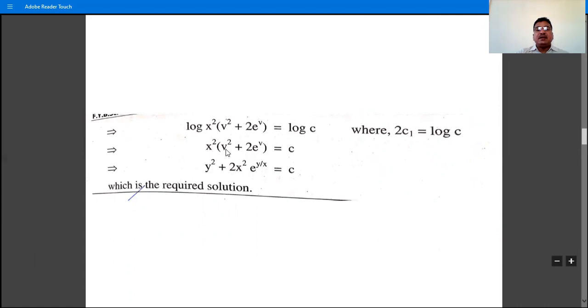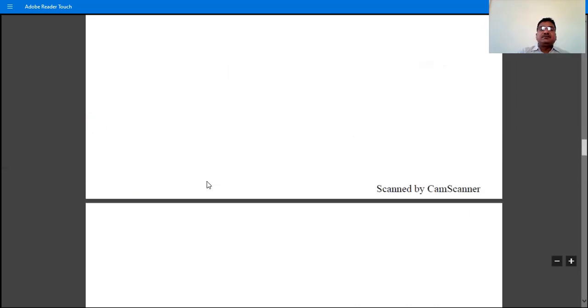So we have x squared in bracket, y squared by x squared plus 2 e raised to y by x, is equal to constant. And then after multiplying the x squared into the bracket, we have y squared plus 2 x squared e raised to y by x is equal to constant, and this is the required solution.